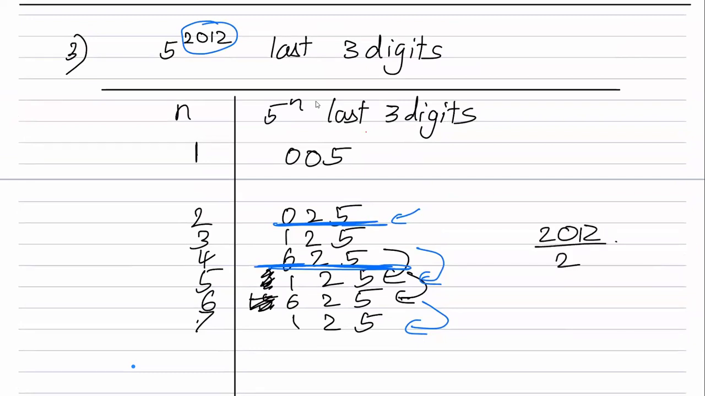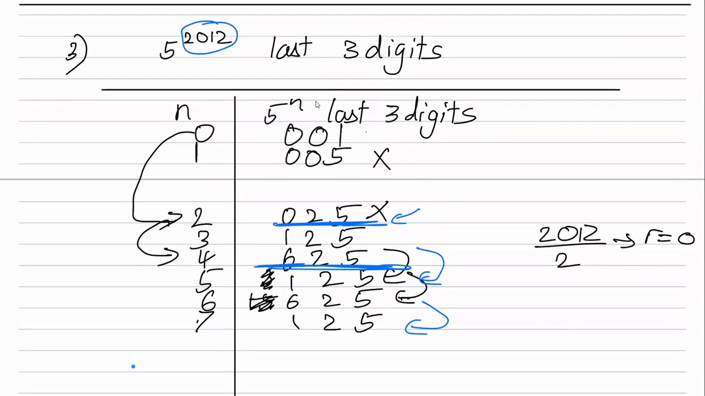2012, you divide by 2, you get remainder equal to 0. But you don't go to the n equal to 0 term. You check the next one. Is 2 working? No, because this is not part of the periodic chain. This is 001. You go to the first number where the periodicity actually begins. Your answer will not be 001, will not be 025. Answer will be 625.